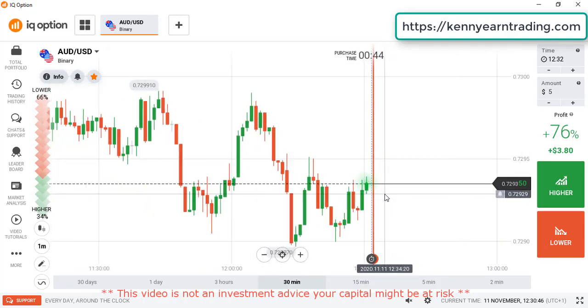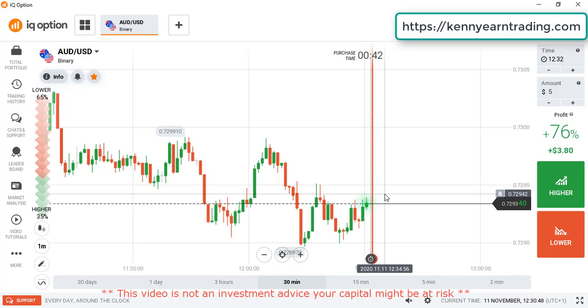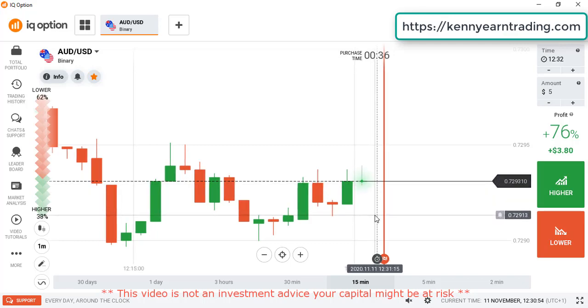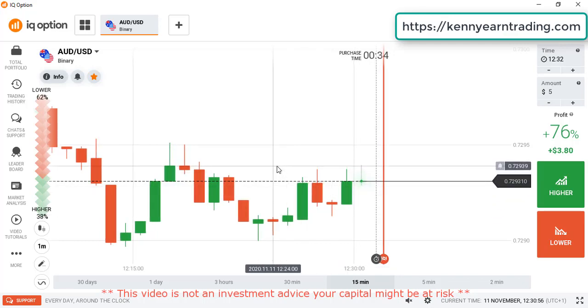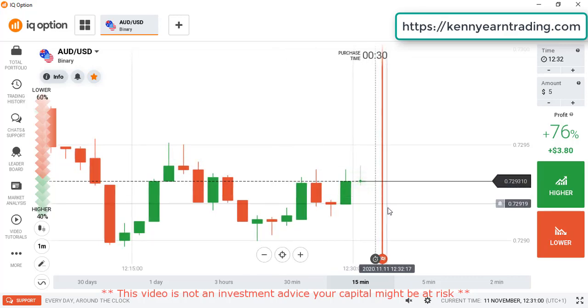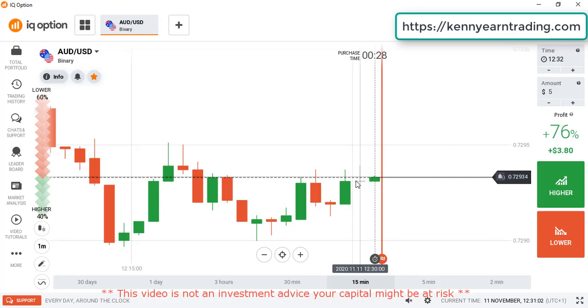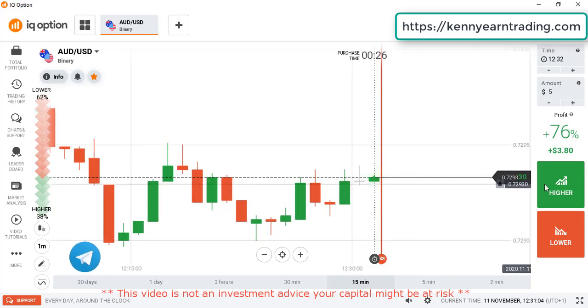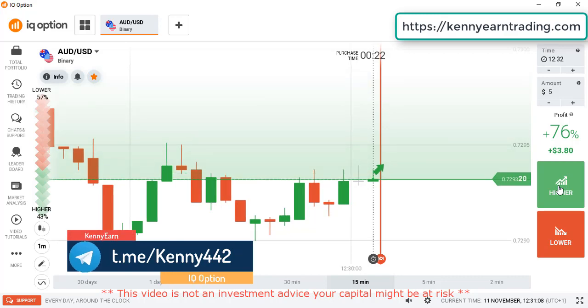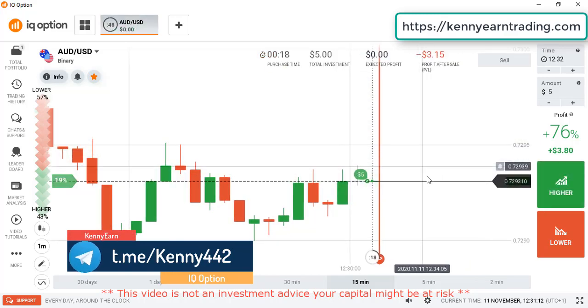So if we should see more buyers in the market, then we know that maybe the market should be going higher. Okay, looking at it, you can see we have some rejections on that candle, but we have to be observant before we place our trade. Okay, you can see that's the Dutch candlestick. Okay, I'll go with a higher option. Yes, I'll go with a higher option here.